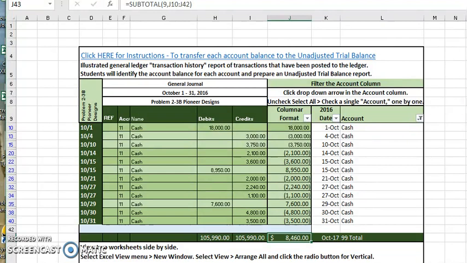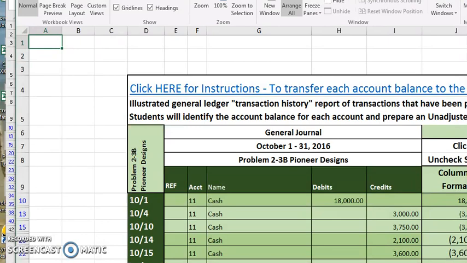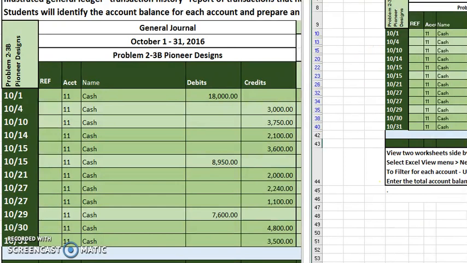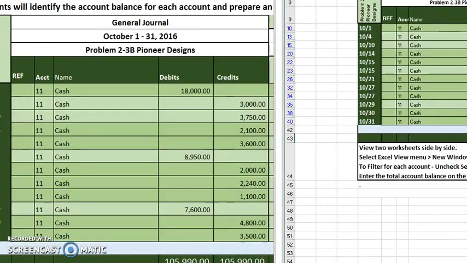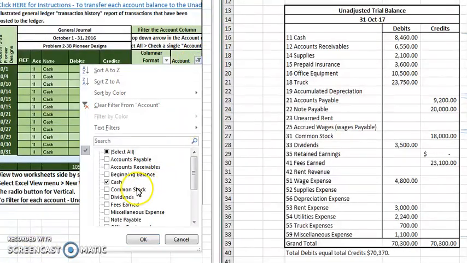We will wrap up this video by preparing the unadjusted trial balance, or a basic listing of all the account balances. Let me bring up two spreadsheets side by side. Let me shift my screen so that you can see. Using the account filter, I can check for the different accounts and uncheck.